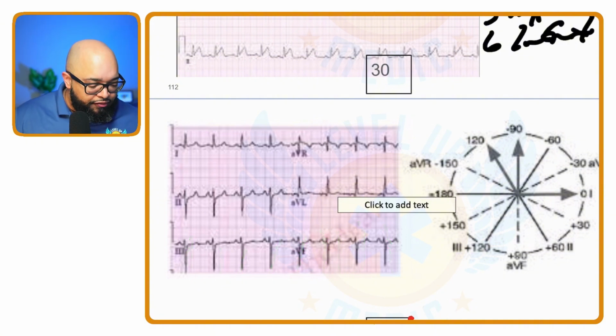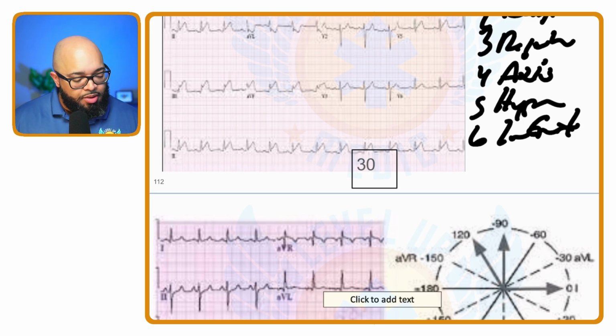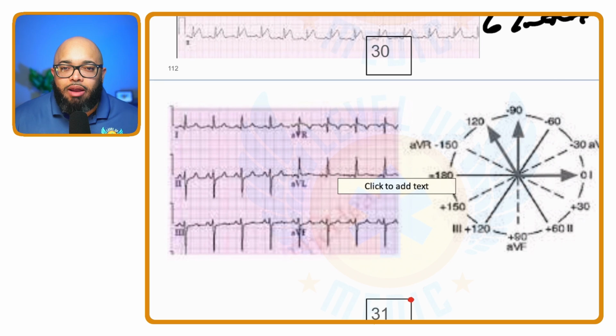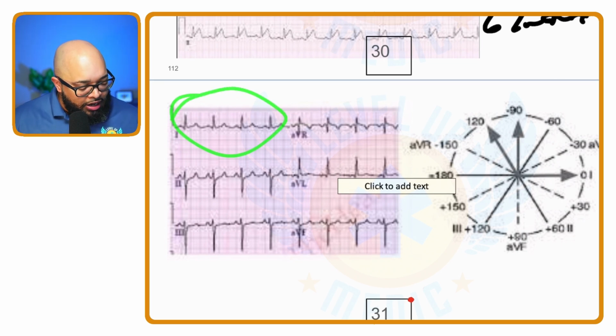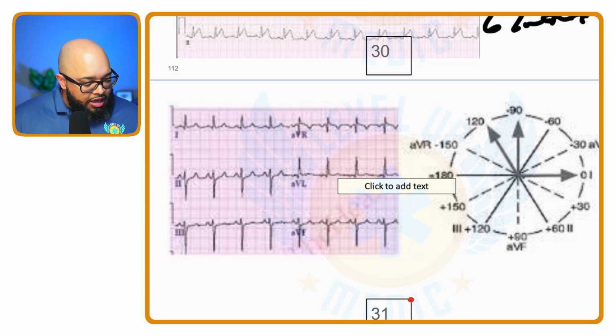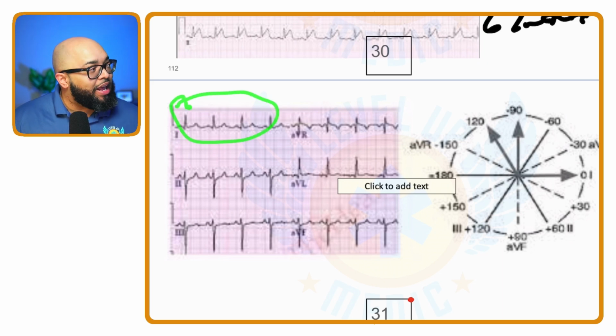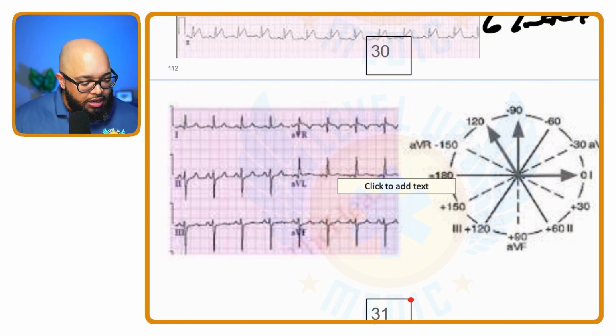Now, let's go to step number 4, which is what? What's step number 4? We're going to look for axis. So what 2 leads are we going to look at primarily? We're going to look at lead 1 and AVF. Lead 1, is this pointing up or down? That's up. So is that positive or negative? That's going to be positive deflection. So lead 1 is positive deflection.